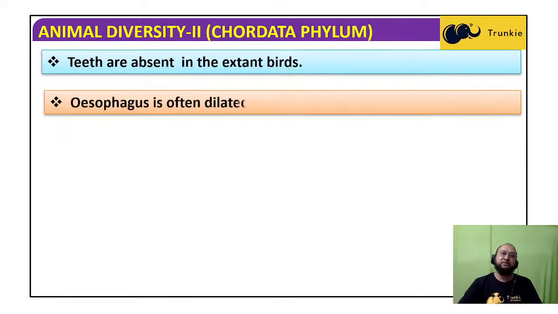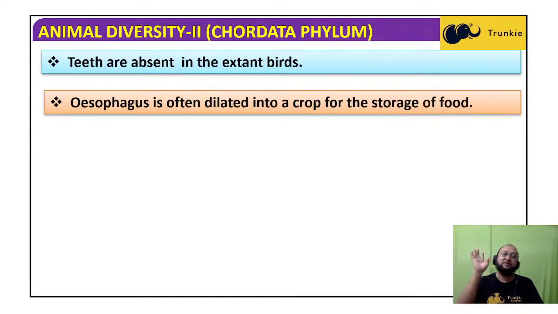Teeth are absent in extant birds. Teeth are totally absent. A toothless beak is present. But some birds which have already become extinct, which had just evolved from the reptiles, were bearing some teeth. But modern birds, the birds which are living nowadays, do not have teeth in their beak.